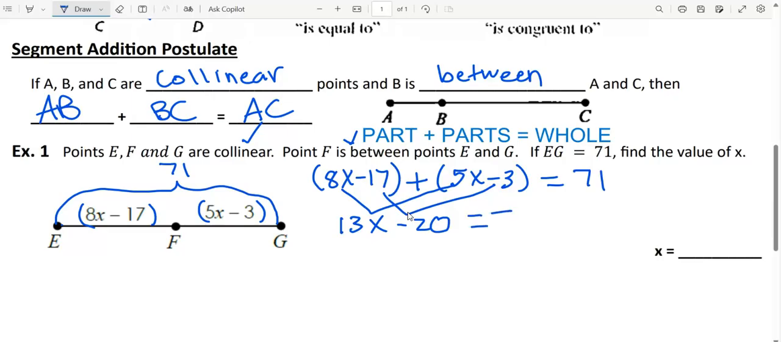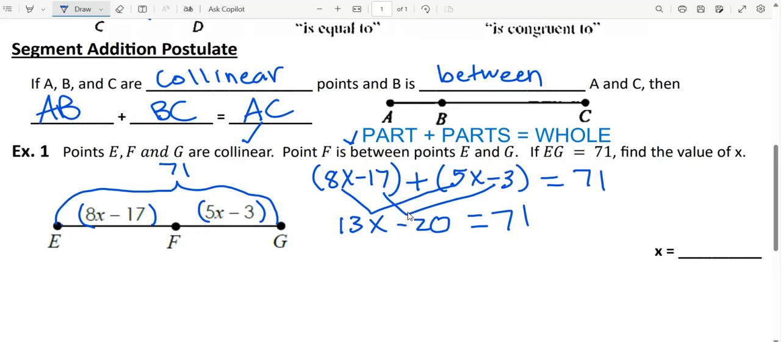Bring down equals 71, okay? So look, let's recap. What have I done so far? Part plus part equals whole. And it's going to look too complicated. So how do you make it less complicated? Combine like terms that are on the same side, okay?